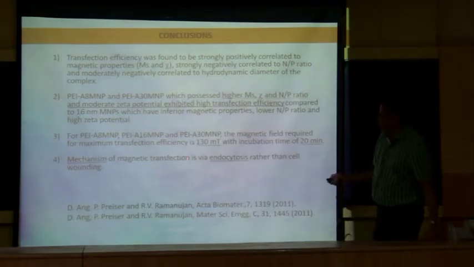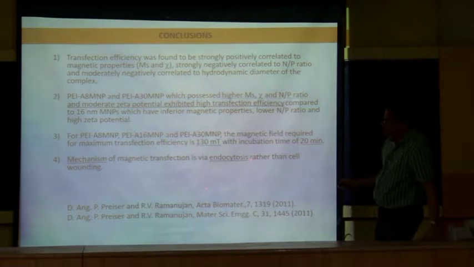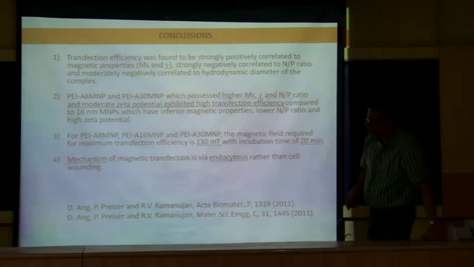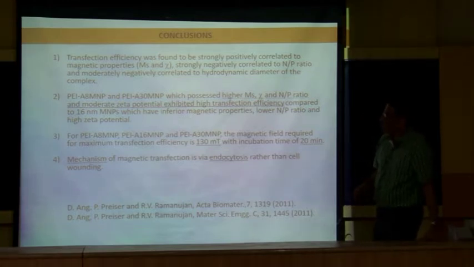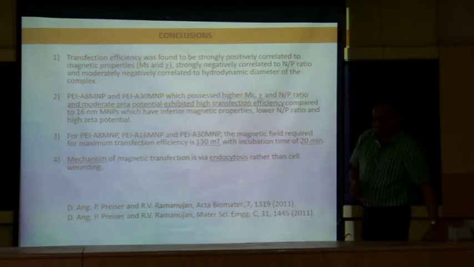As I said, the mechanism of magnetic transfection is endocytosis rather than cell wounding. Our focus in materials was to identify those parameters with which you can get high transfection efficiency, which is high saturation magnetization, susceptibility, and moderate zeta potential. So this is in terms of the gene delivery.